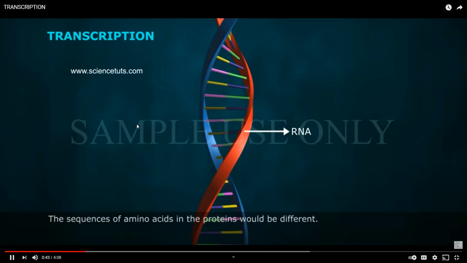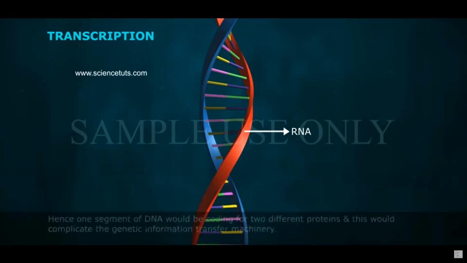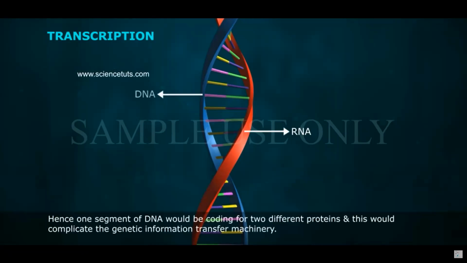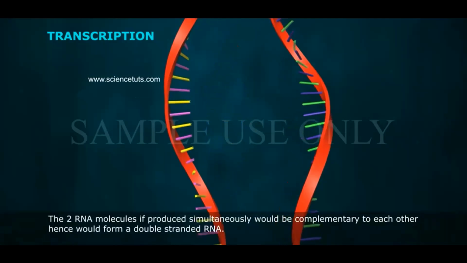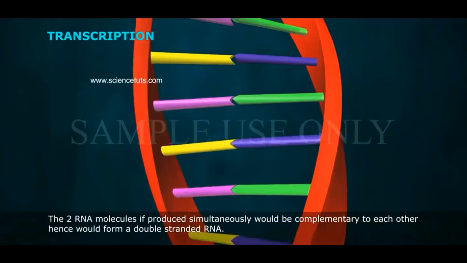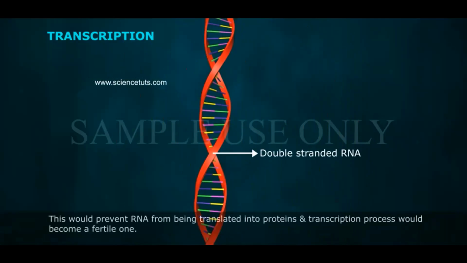The sequences of amino acids in the proteins would be different. Hence, one segment of DNA would be coding for two different proteins, and this would complicate the genetic information transfer machinery. The two RNA molecules, if produced simultaneously, would be complementary to each other, hence would form a double-stranded RNA. This would prevent RNA from being translated into proteins, and the transcription process would become a futile one.